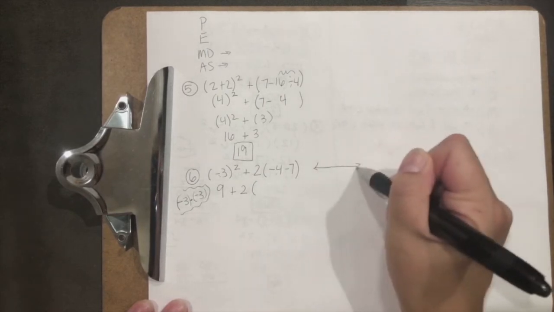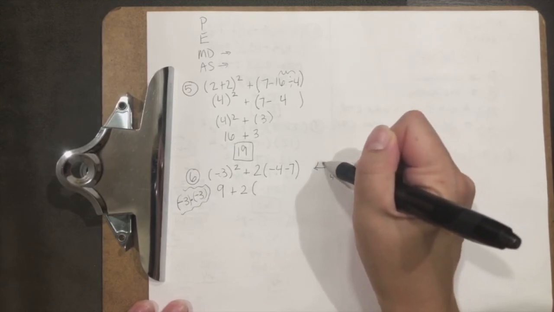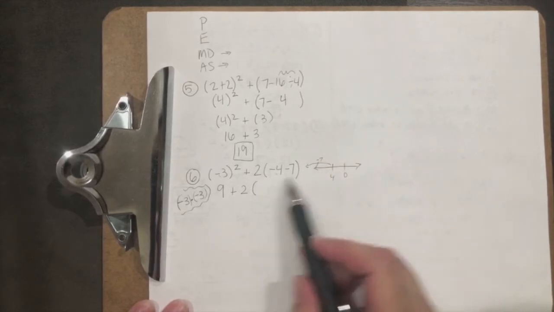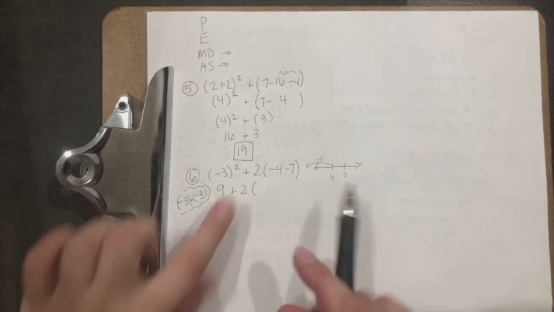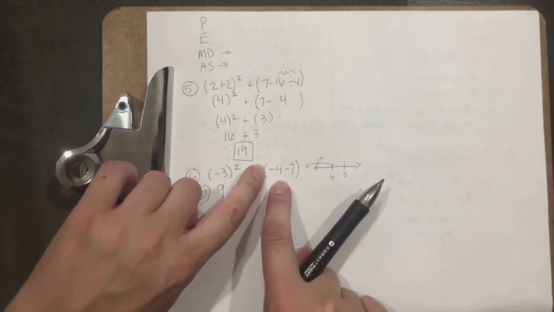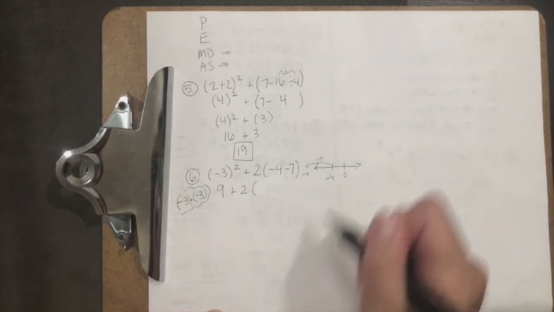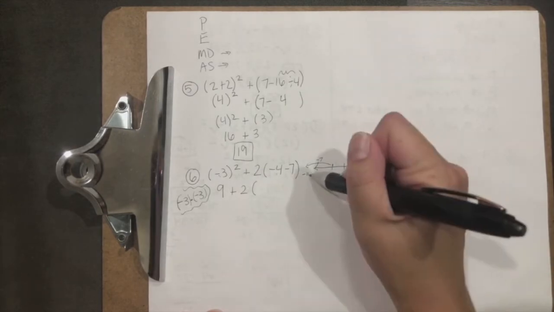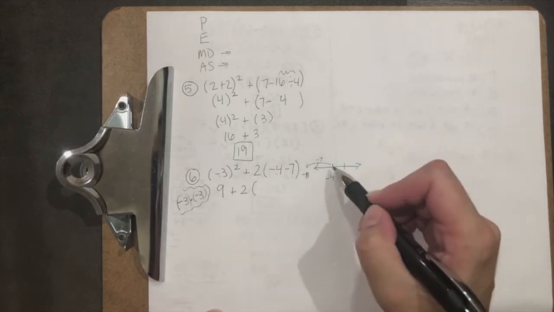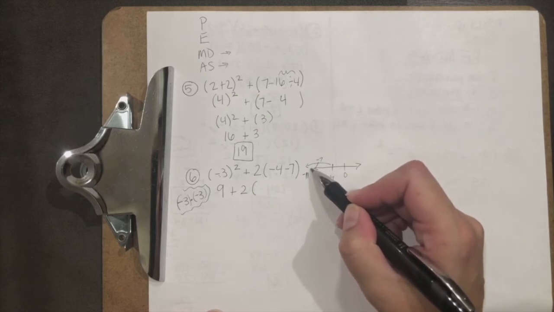Remember, this is like being at negative 4, and then we're going to go even more negative by 7. The other way to look at it is that you put them together, 7 and 4 together is 11, and then make it negative. Okay? So negative 4, negative 5, negative 6, negative 7, negative 8, negative 9, negative 10, negative 11.